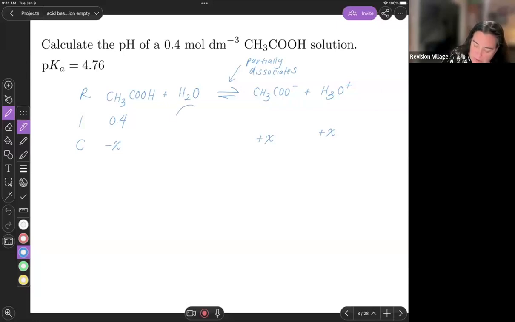Now, some of you are wondering why I'm omitting the water column. It's because water is still a liquid as opposed to an aqueous species, so it doesn't appear in an equilibrium constant expression. Its concentration doesn't change. So I'm just ignoring it.